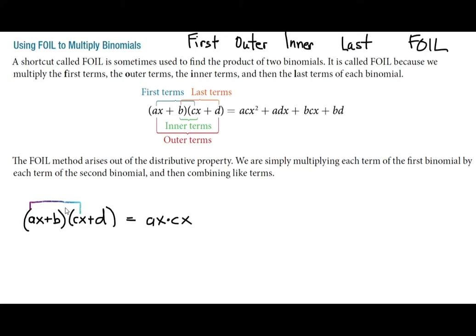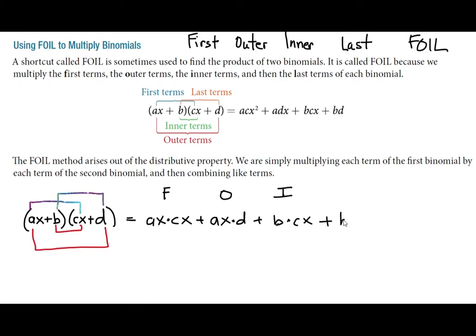Next, I would do the outer terms. So the outer terms are AX multiplied by D. Okay, so here I have first terms multiplied together, then I have the outer terms multiplied together. Next, I need the inner terms multiplied together. So that is plus B times CX, so that's the inner terms multiplied together. And finally, I would have the last terms multiplied together, and that is plus b times d, or the last terms.